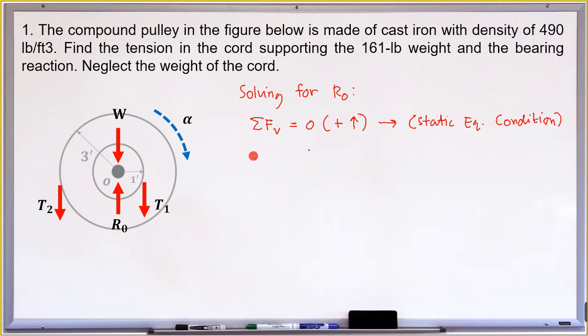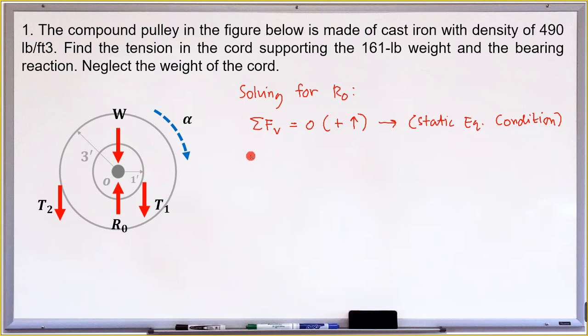This did not come from the dynamic equilibrium assumption because our compound pulley does not accelerate upwards or downwards, or leftwards or rightwards. Okay? So by nature it only rotates, it does not translate. So we can use the static equilibrium condition. With this, we need to define those forces that interact with the compound pulley.